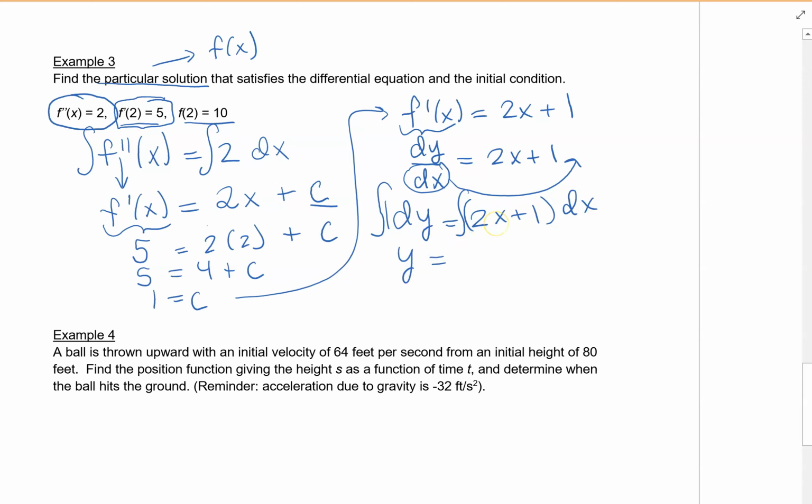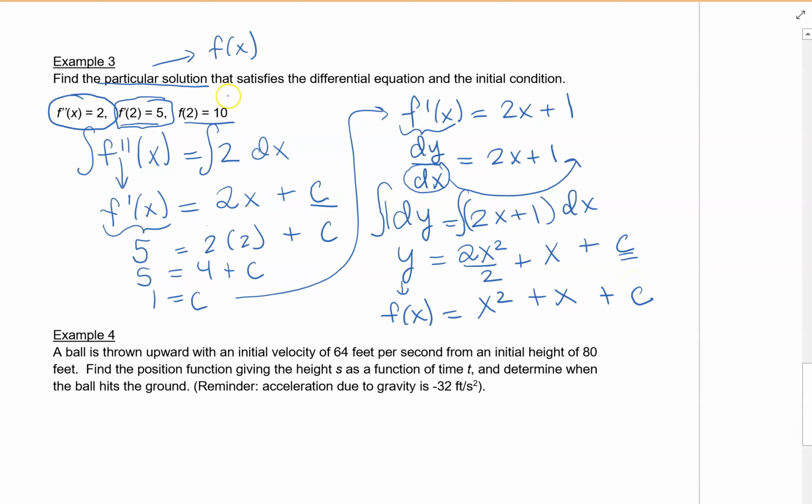Integral of 2x, that'd be 2x squared over 2. Integral of 1 with respect to x is x. And then again, I have another constant of integration. So this y, or this is my f of x, right? Y equals f of x is x squared, 2's cancel out, plus x plus c.